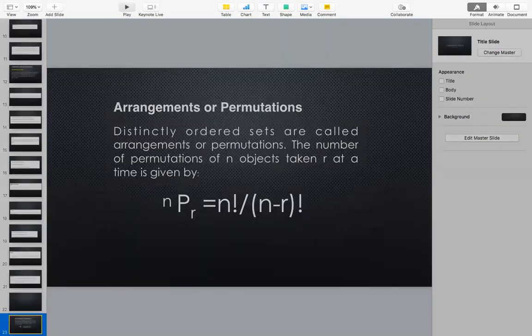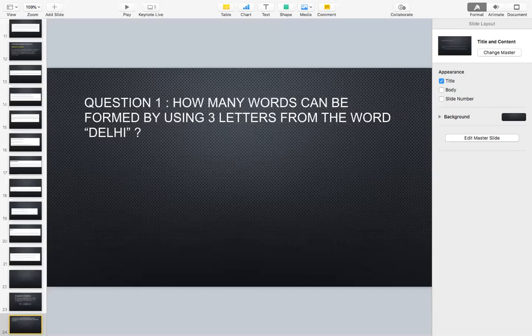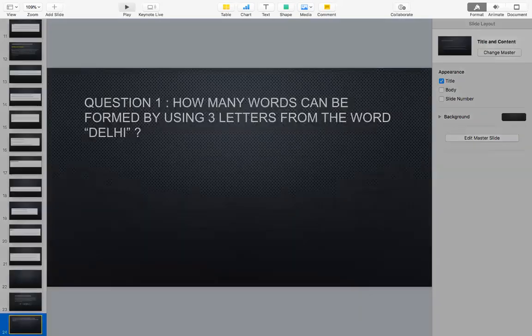So here's a question which will teach you how to use the formula of permutations. The question is, how many words can be formed by using three letters from the word Delhi? Tell me the answer in terms of permutations, in terms of P. Because I want you guys to learn how to use that nPr thing. What is nPr? From n different items, we are going to arrange r items.